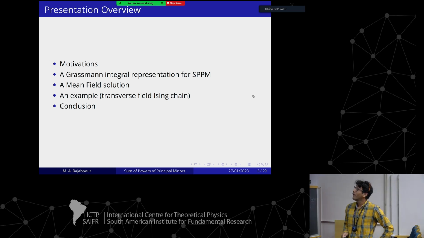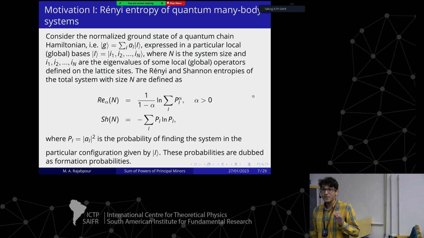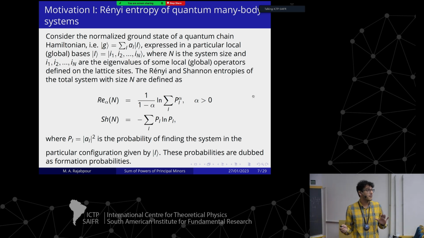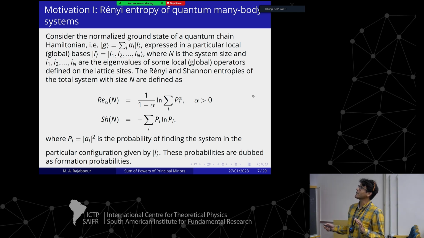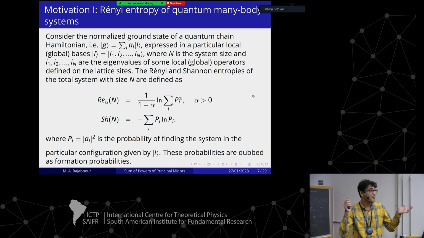What is the first motivation, which was my main reason to start studying this problem? It came from the Rényi entropy of quantum many-body systems. What do I mean by Rényi entropy? First of all, don't confuse this with the quantum Rényi entropy that all of you know about. I take a normalized ground state of a quantum chain Hamiltonian, and then I write it in a particular local basis. If you are familiar with spin chains, it's like you take sigma z or sigma x.